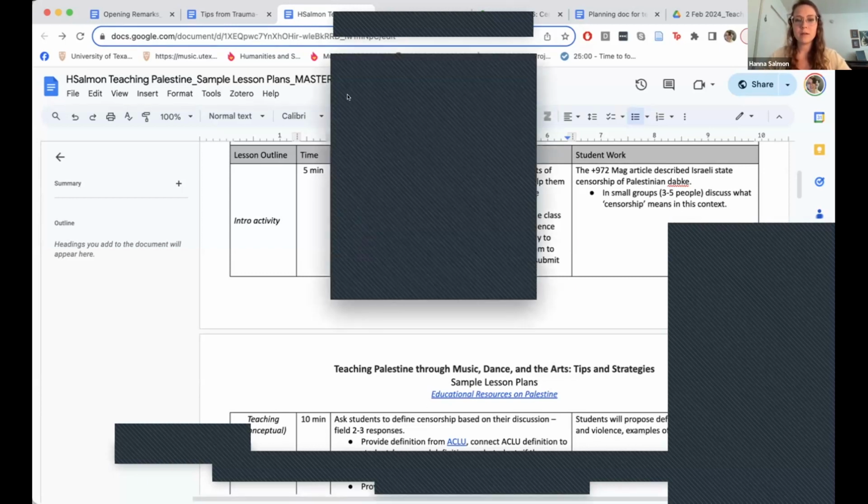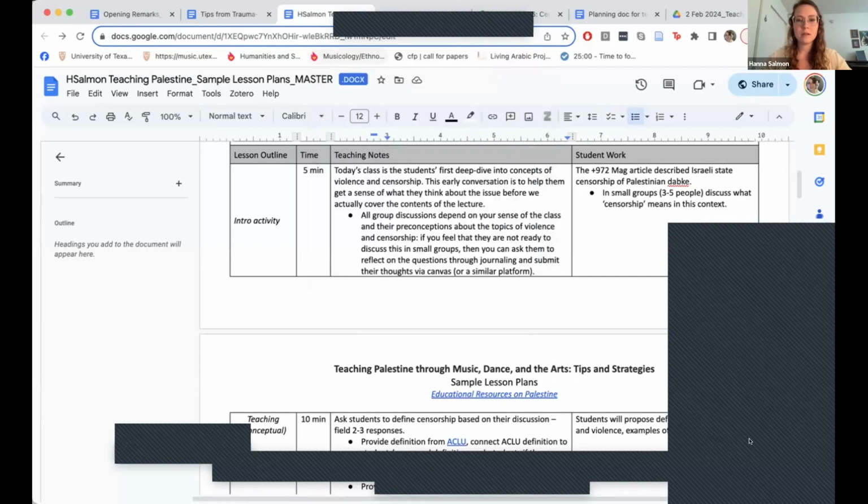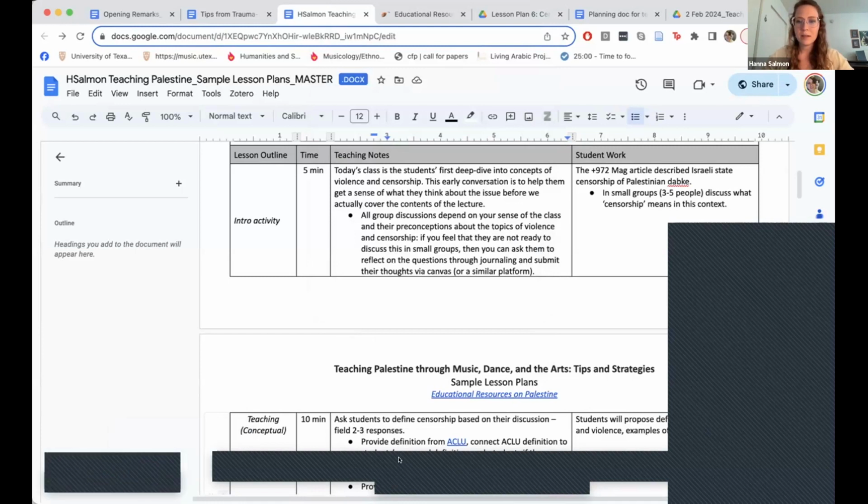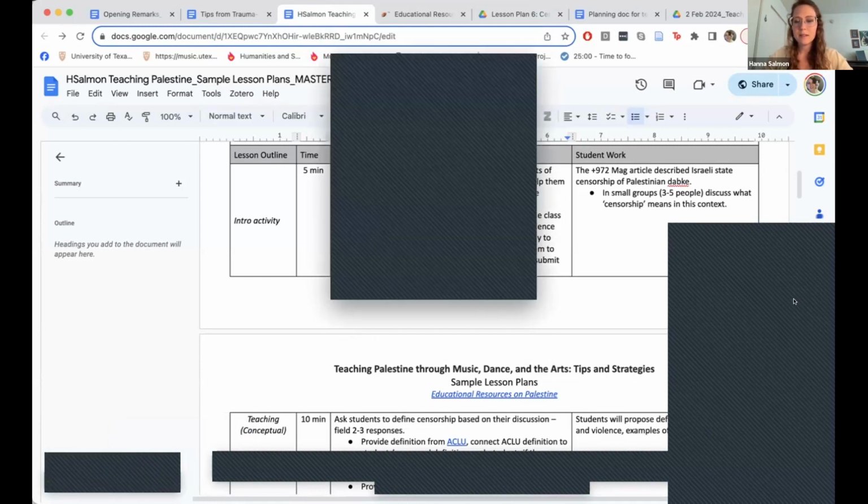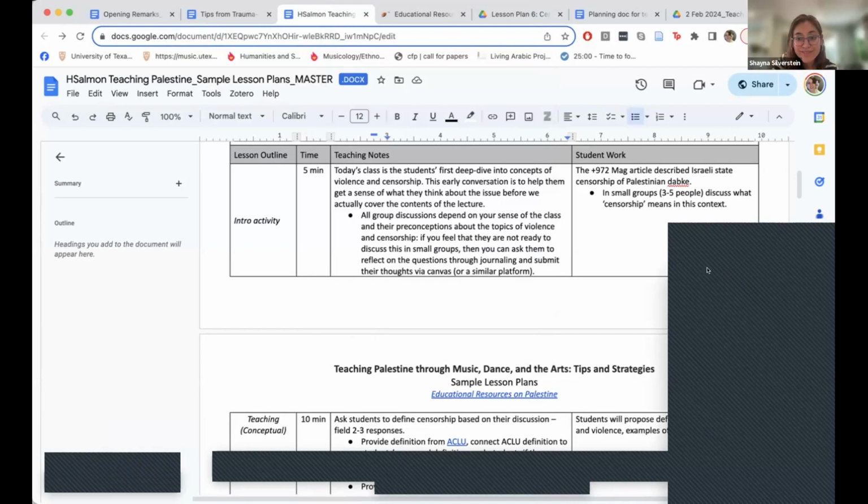So, part of my screen is blocked. I hope everyone can see. Whatever you're doing is working. Okay, great. The blocks are disappearing. Okay.